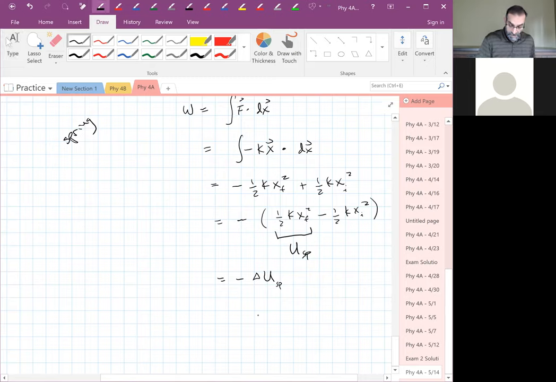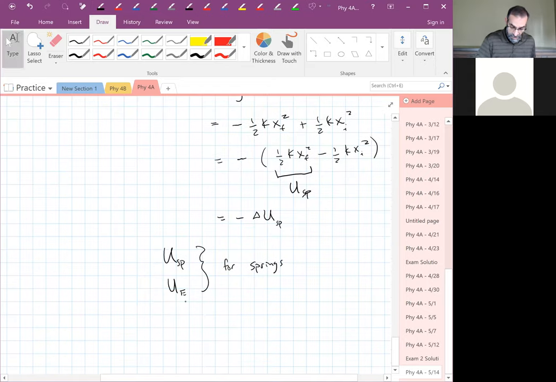So I'm using SP for springs. Some books use E for elastic. Those are the same. I usually use this for electric potential energy. Next quarter, we're going to have electric potential energy. And so I usually use UE for electric potential energy and SP for spring potential energy.